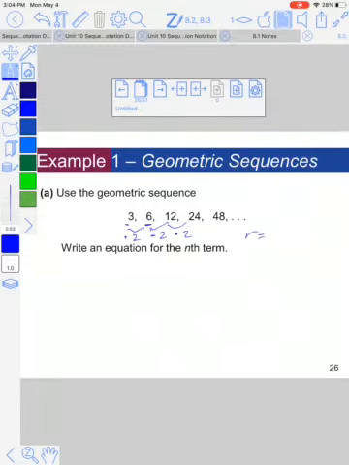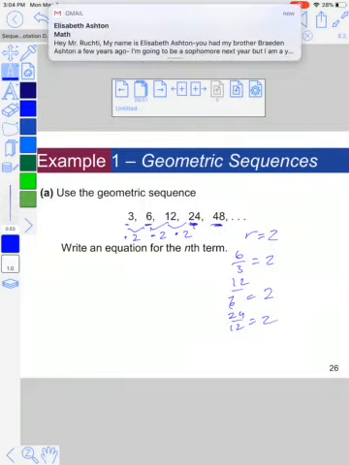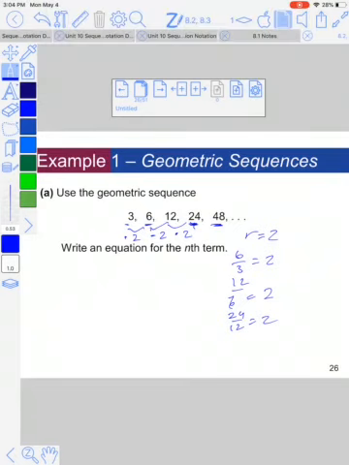We could have also taken 6 divided by 3, that's 2. 12 divided by 6, that's 2. 24 divided by 12, that's 2. So in other words, if you take any term and the one previous to it and divide them, they need to come out with the exact same ratio, which is 2.